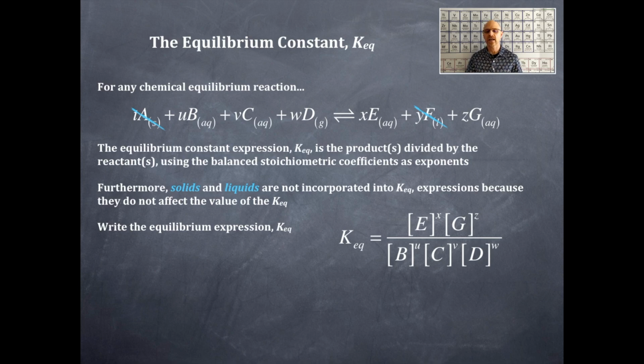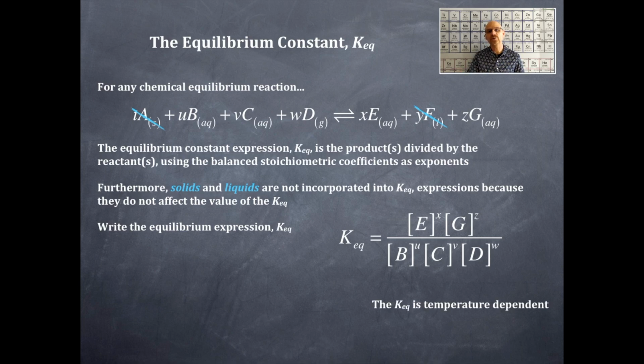So I've got brackets and E to the power of X, G to the power of Z. Okay, so you should see that aqueous things are incorporated into Keq expressions. Those are the products which are in the numerator, and then divided by the reactants, which are going to be in the denominator. And the reactants are B to the U power, C to the V power, and D to the W power. Notice that aqueous things are included in Keq expressions, gases are included in Keq expressions, but not solids or liquids.